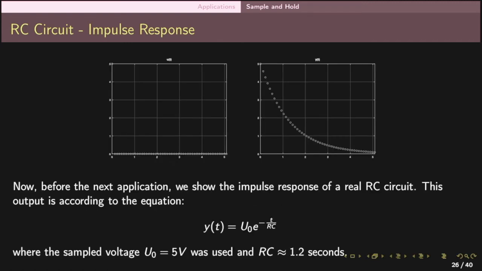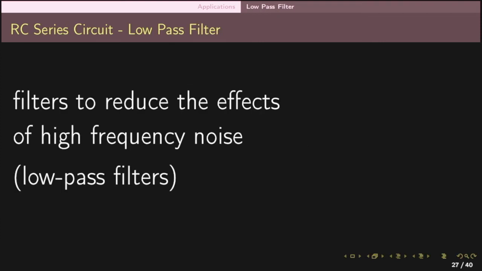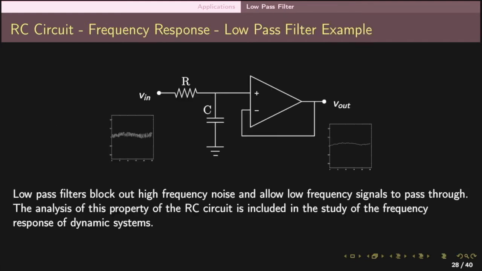Now, before the next application, we show the impulse response of a real RC circuit. We see experimental real data graphics. Filters to reduce the effects of high-frequency noise, low-pass filters. Low-pass filters block out high-frequency noise and allow low-frequency signals to pass through.